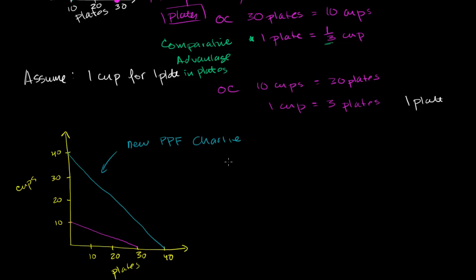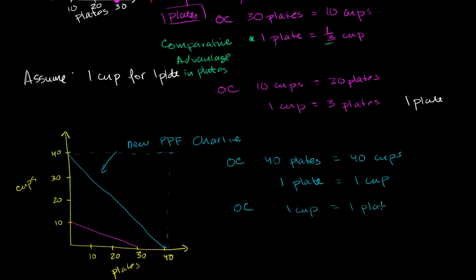So what is his opportunity cost? Say he's sitting here, producing 40 cups. What would be his opportunity cost of producing 40 plates? Well, to produce those 40 plates, he would have to give up those 40 cups. So his opportunity cost of 40 plates is equal to 40 cups. Or you divide both sides by 40. His opportunity cost for one plate is equal to 1 cup. And this makes the math very easy. His opportunity cost for 1 cup is equal to 1 plate.